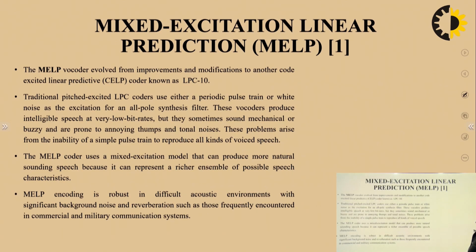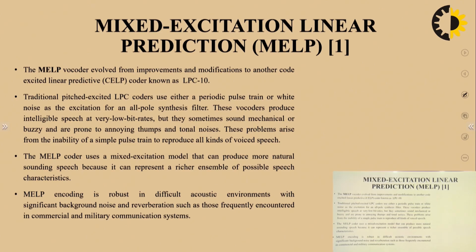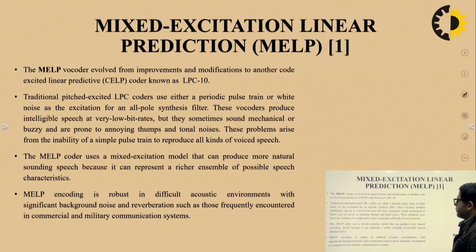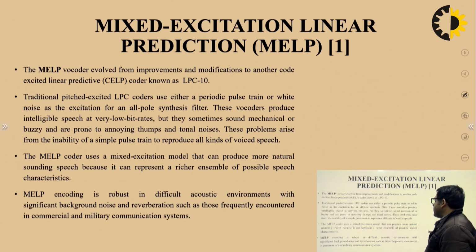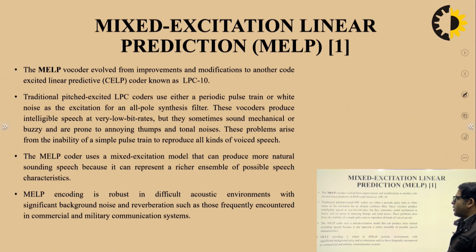The mixed excitation linear prediction coder is the improved and modified version of the linear predictive coder known as LPC10. Traditionally, pitch excited linear predictive coders use either a periodic pulse train or white noise as the excitation for an all-pole synthesis filter. These vocoders produce intelligible speech at very low bit rate, but they sometimes sound mechanical or buzzy and are prone to annoying thump and tonal noises. These problems arise from the inability of a simple pulse train to reproduce all kinds of voiced speech.